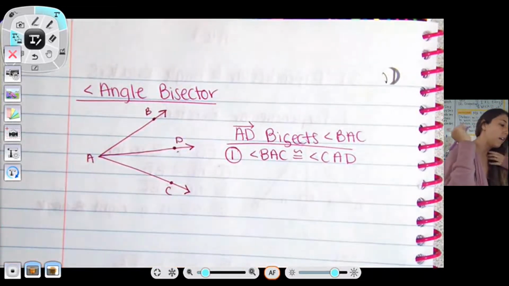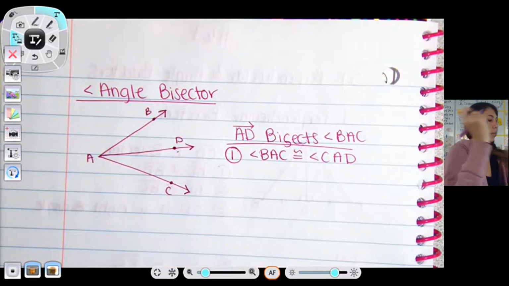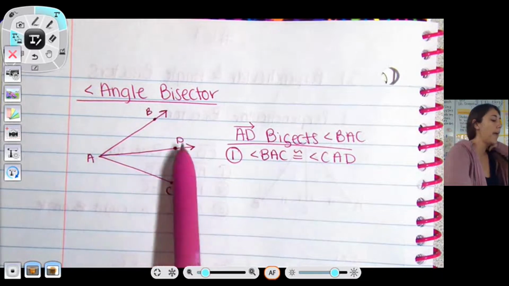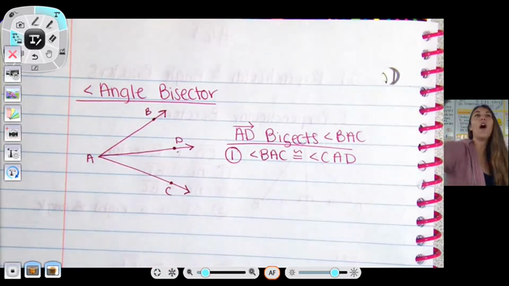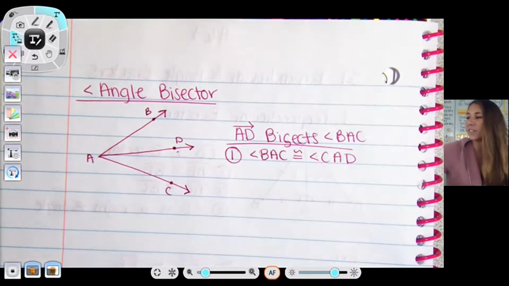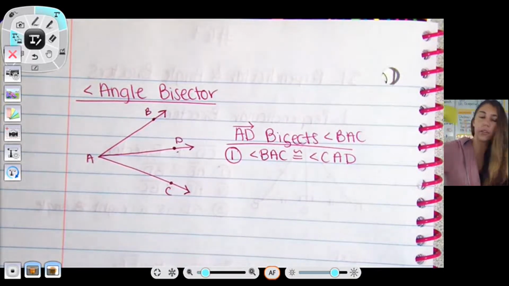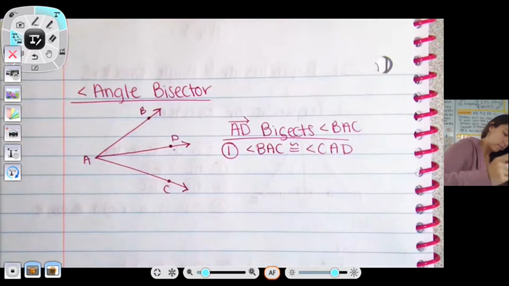Wait, did I write it wrong? Yeah, BAD. Oh, I put BAC. Andrew gets extra credit. He's the first one to say it. Ding dong, I am a ding dong. Where's my extra credit? Here it is.